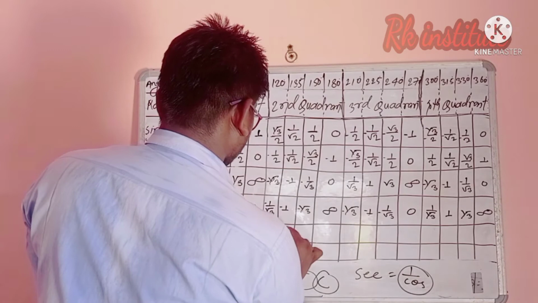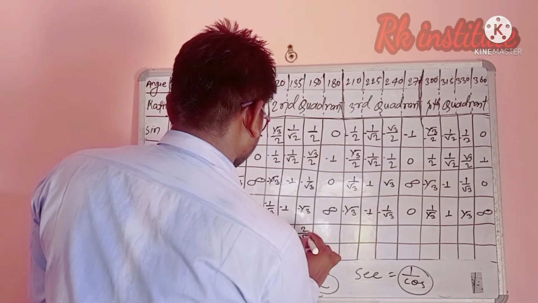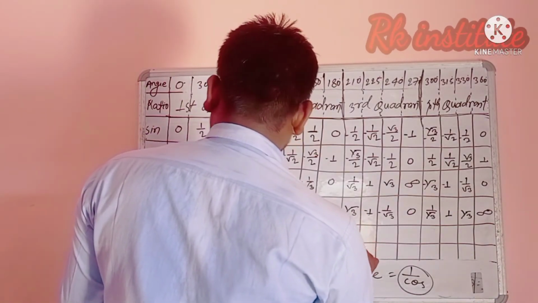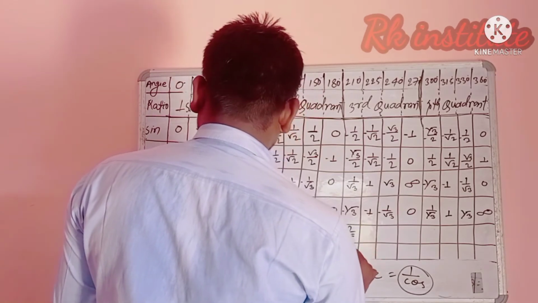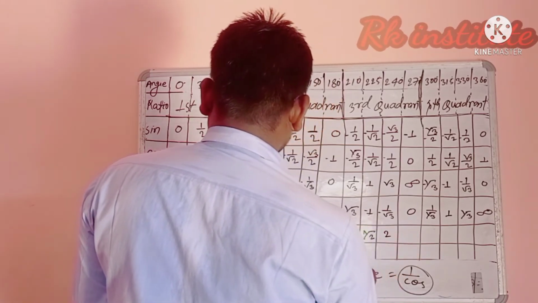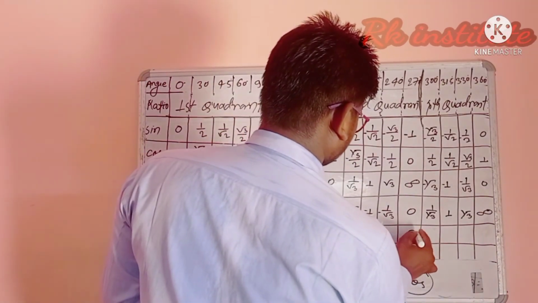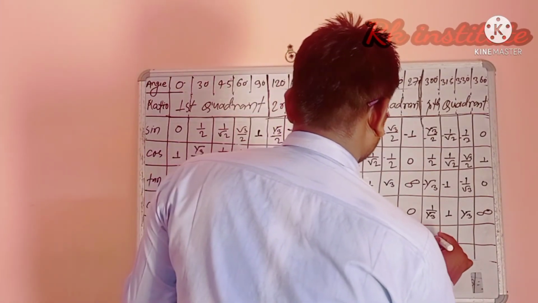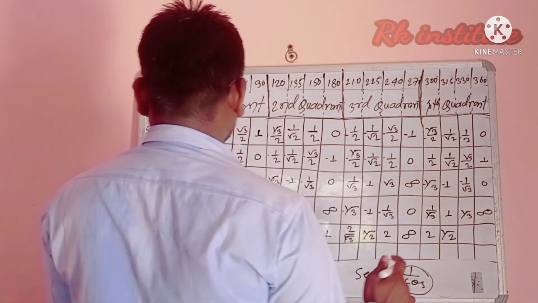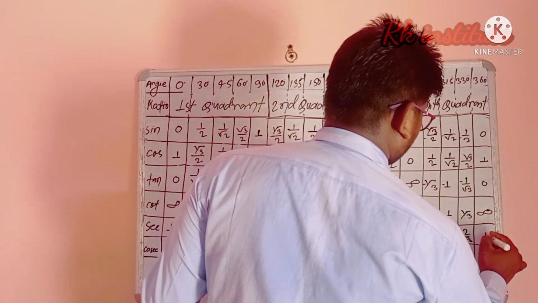2, root 2, 2 by root 3, 1. End from here, 2 by root 3, root 2, and we have to write infinite, so we write 2, root 2, 2 by root 3, 2 by root 3 and 1.